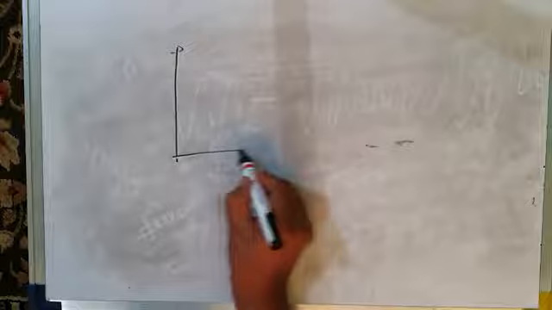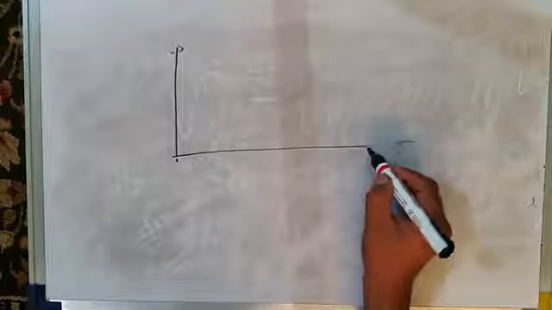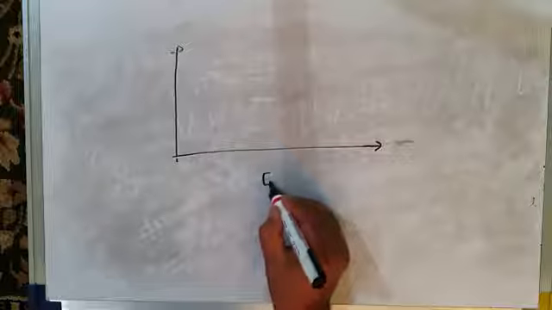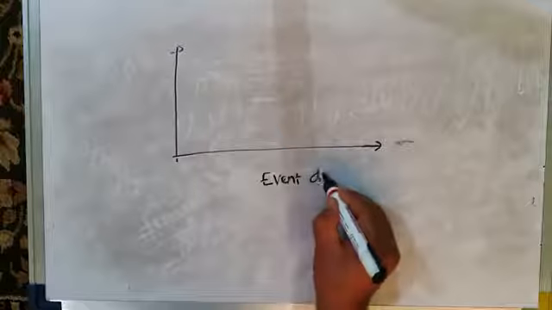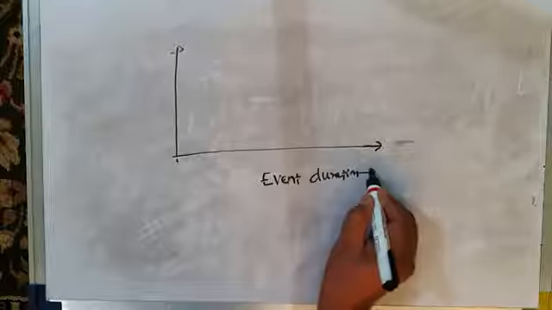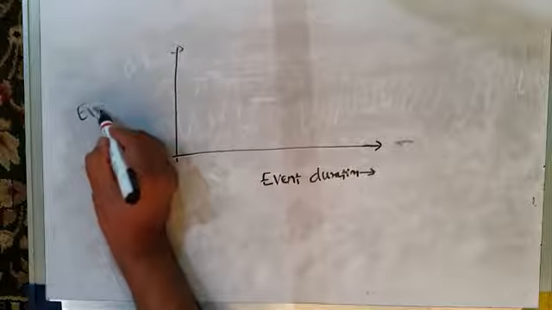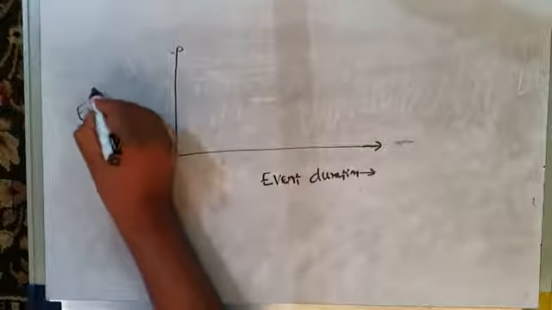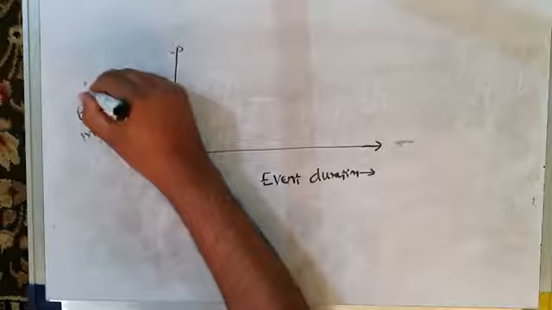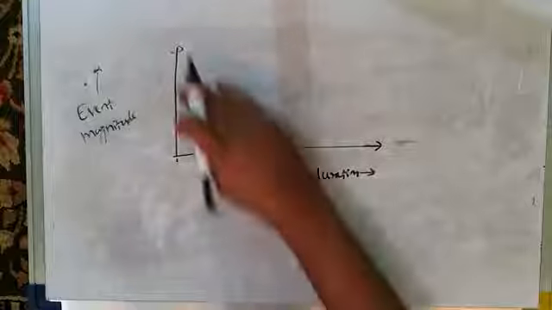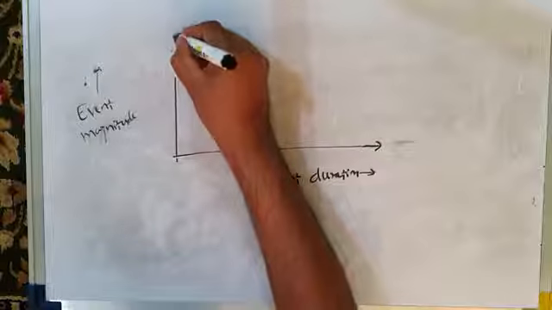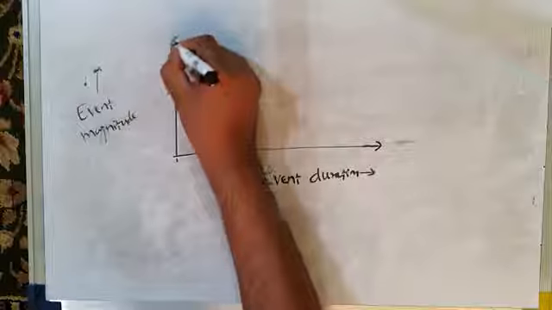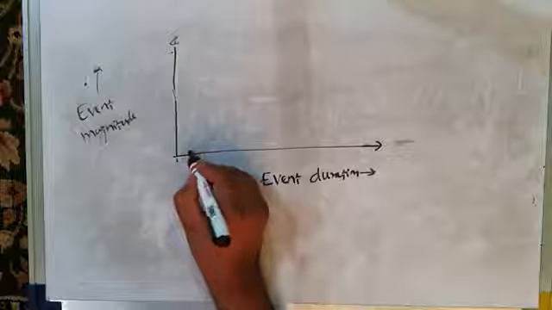So I can summarize them with the help of these charts or graphs like this. Along x-axis I have event duration, and along y-axis I have event magnitude. All the events which I have discussed with you, whether it's a transient, an interruption, a voltage sag, or a voltage swell, we can show that in a single diagram like this. So this is 0.